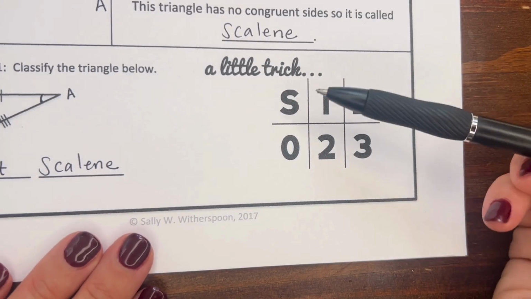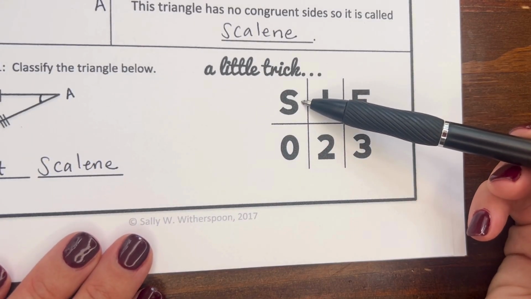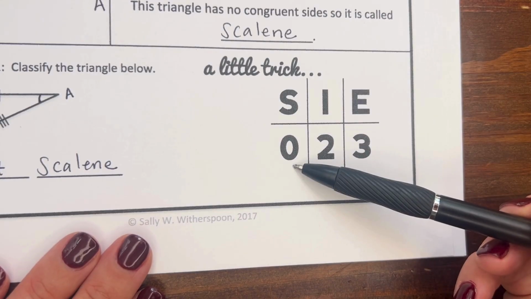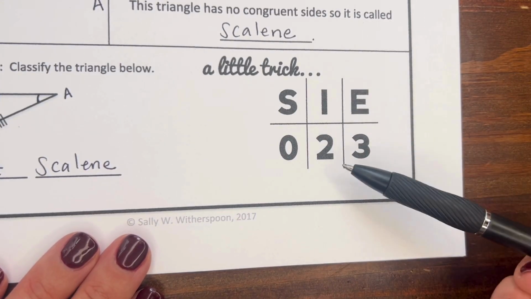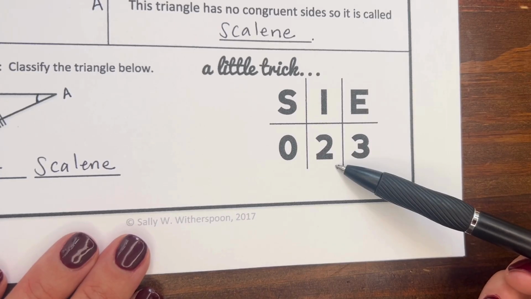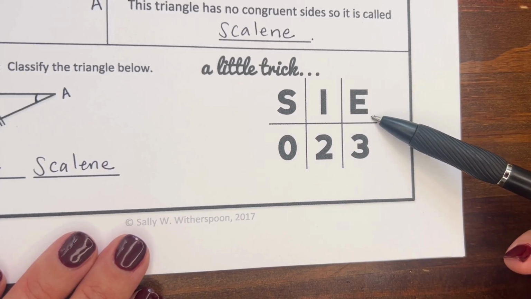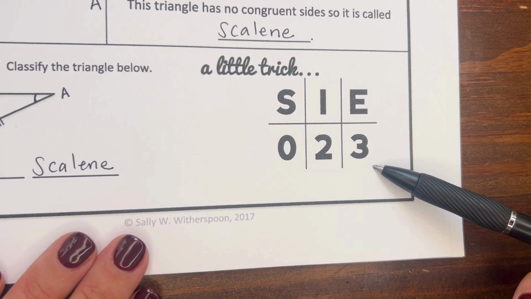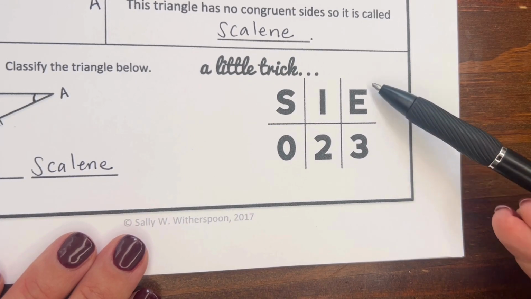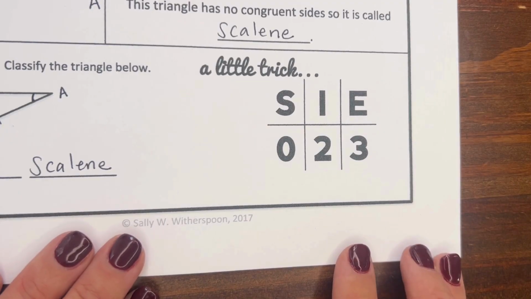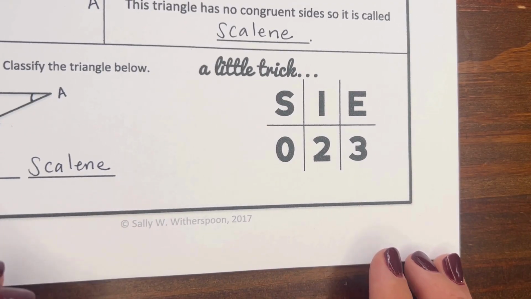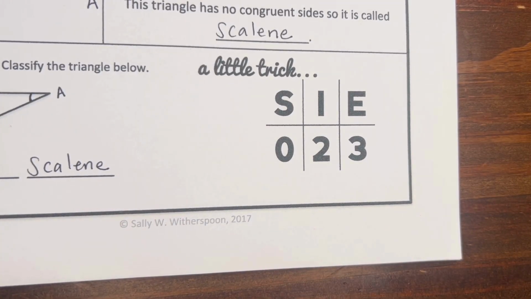Well, friends, it means that a scalene triangle has no congruent sides. An isosceles triangle has 2 congruent sides. And an equilateral triangle has 3 congruent sides. As long as you can remember that first letter of the word, the rest of it will take care of itself with practice.